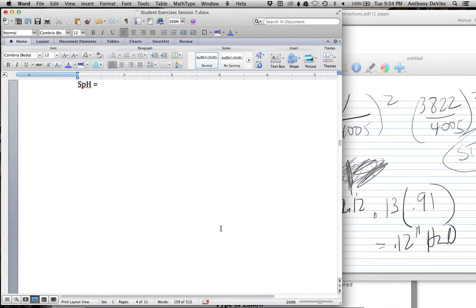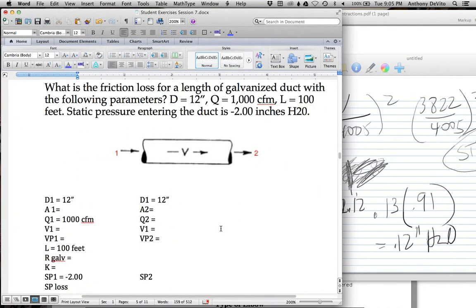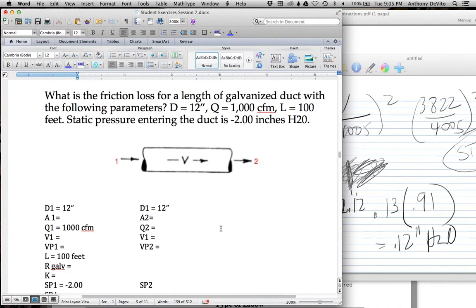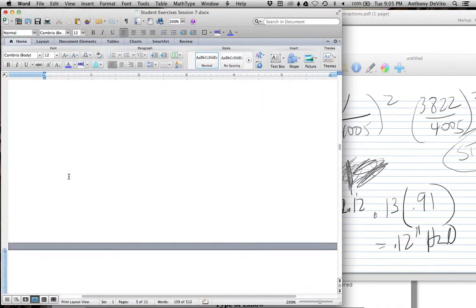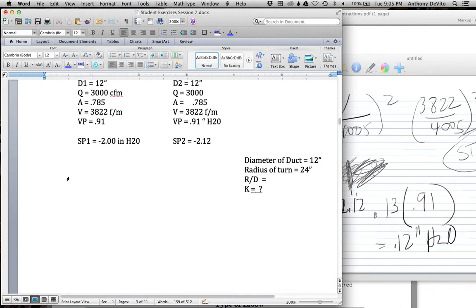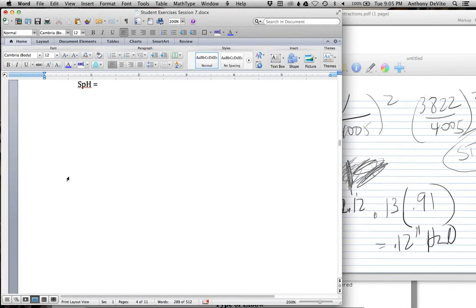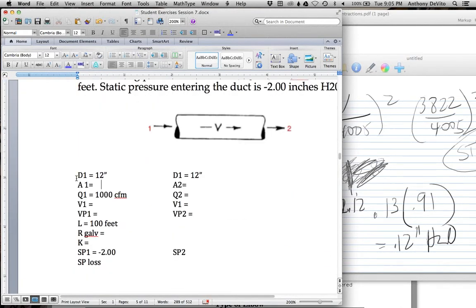Now, hood selection, I'm going to go past that for a second, and go up to duct friction losses. Same deal here, right? So what happens here? 12-inch diameter. What was the area for 12-inch diameter duct? It was 0.785. The diameter doesn't change. That stays the same, 0.785.